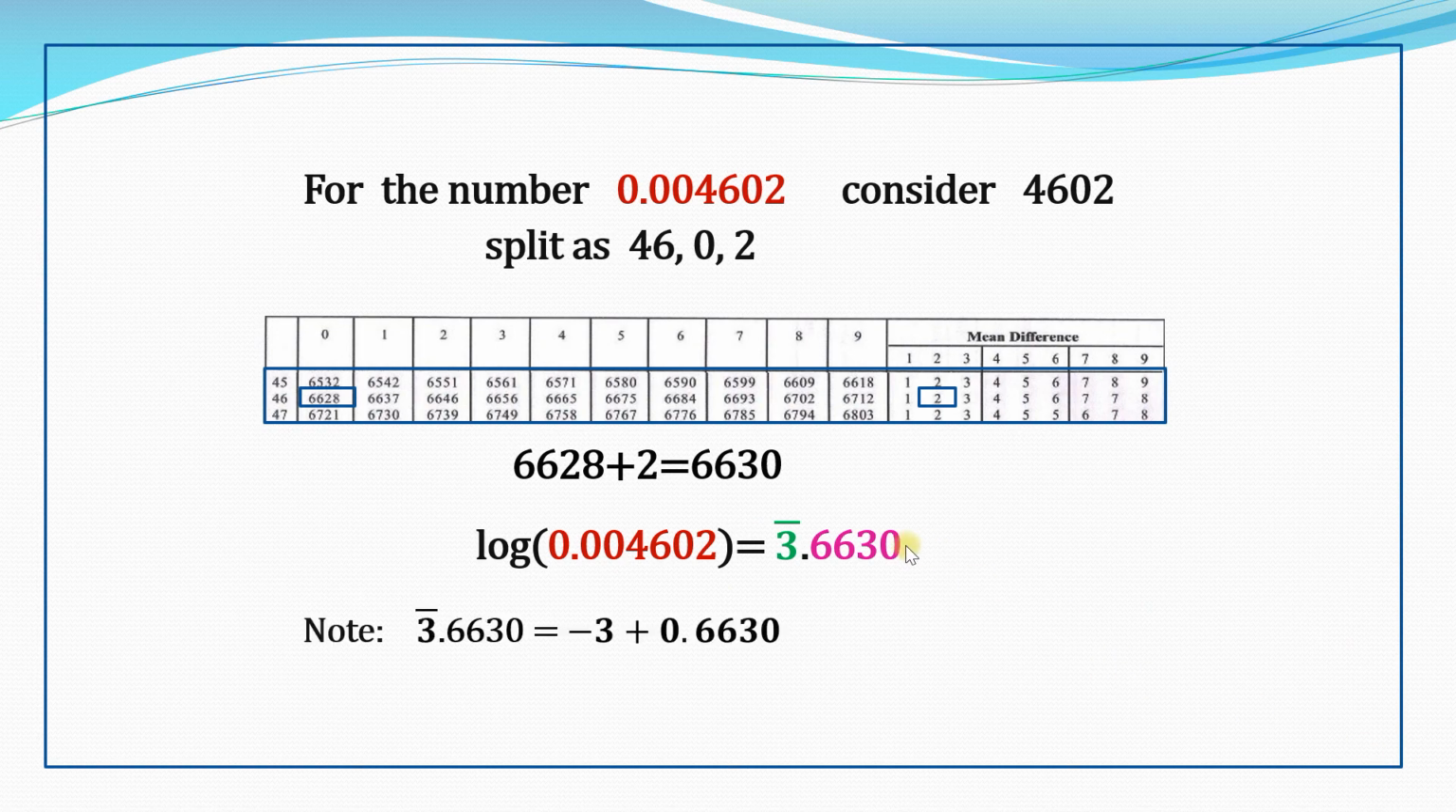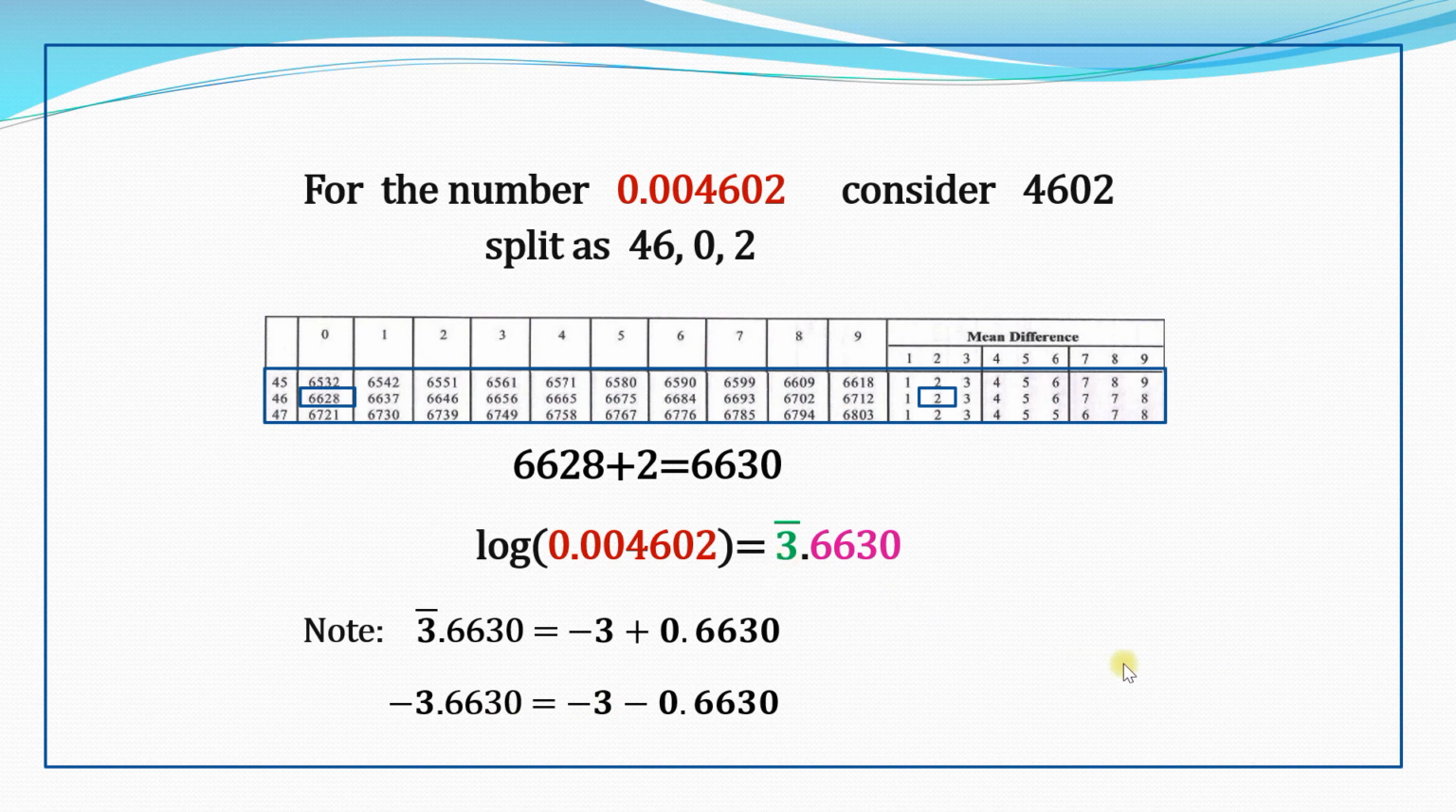Now you have come across bar 3.6630. I will discuss why we have to write this as bar 3. Guys, bar 3.6630 is nothing but minus 3 plus 0.6630. This is nothing but the logarithm of a number, where this is the characteristic and this is the mantissa. Whereas minus 3.6630 is minus 3 minus 0.6630. This is just a number. This is the logarithm of a number. So that's why, with this minus 3 plus some decimal value, we group them together to avoid this type of confusion, and we represent this minus 3 as bar 3.